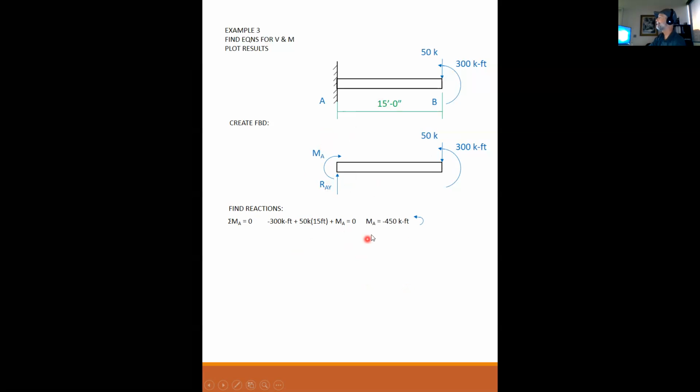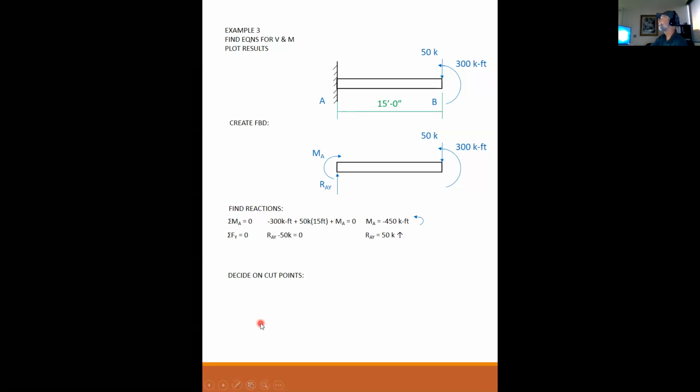And when I solve for MA, I get a minus 450 kip feet. So my assumed direction was incorrect. I have to put my arrow here. All reactions have to have an arrow. My arrow is indicating that it is actually the other direction. Now I sum my forces in the Y equal to 0. I have a positive reaction at A. I have minus 50 kips equal to 0. So my reaction at A is 50 kips positive. So therefore it's up.